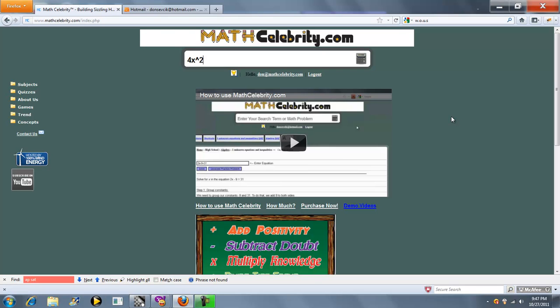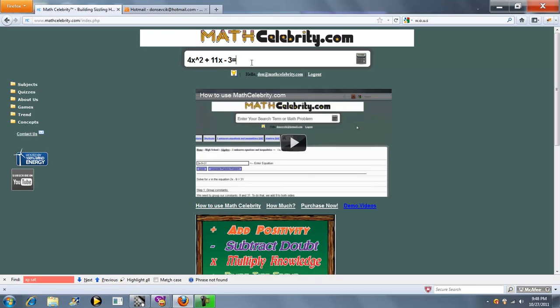So we'll do 4x squared plus 11x minus 3. Now, you could have chosen any letter. It doesn't have to be x. It can be a through z. To raise to a power, you do the shift and 6 key.